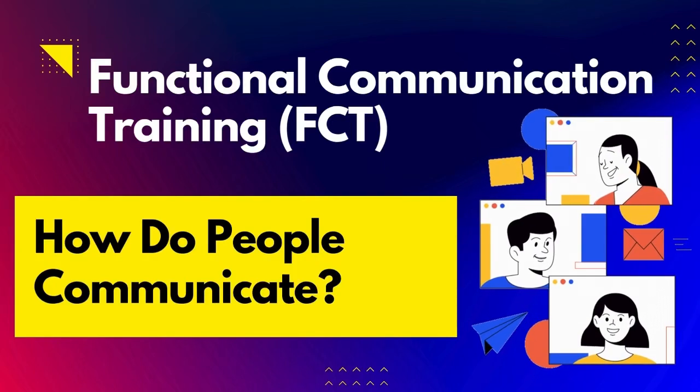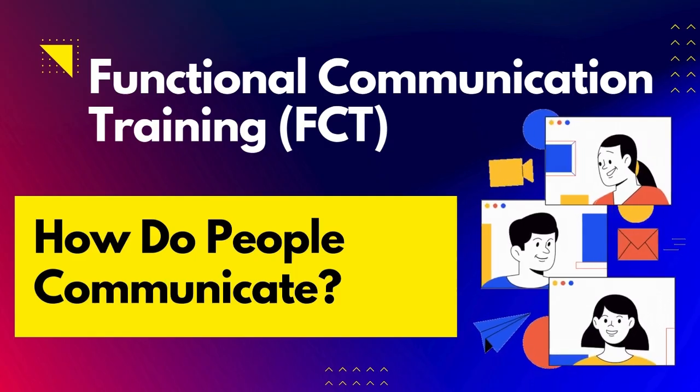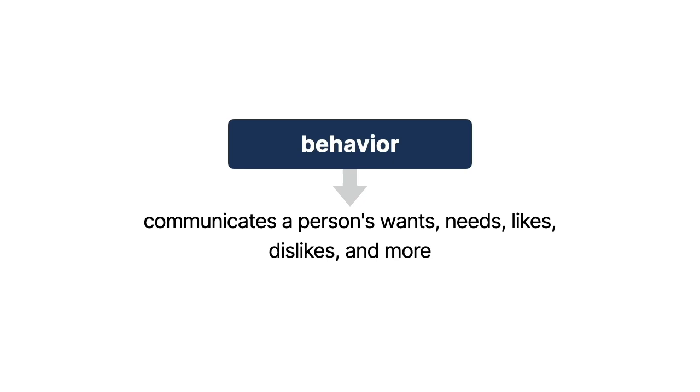Everyone must have some form of communication to meaningfully interact with others. That doesn't mean that communication looks the same for everyone, though. Some people communicate through eye gaze, facial expressions, body language, gestures, writing, signs, pictures, technology, vocally, and challenging behaviors. Behavior is also said to be another form of communication. Behavior often communicates a person's wants, needs, likes, dislikes, and more.